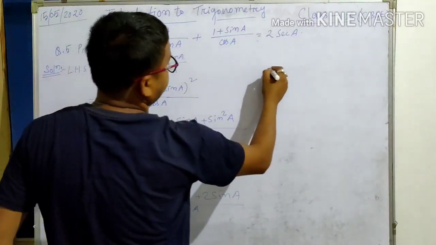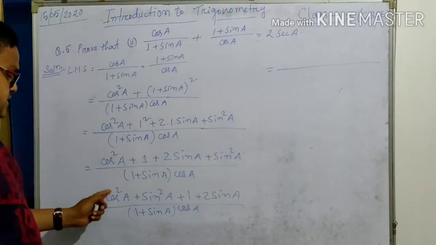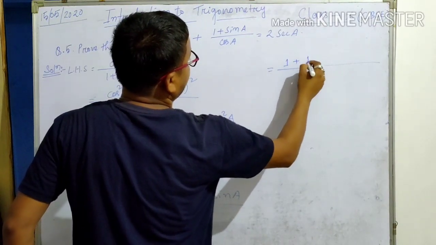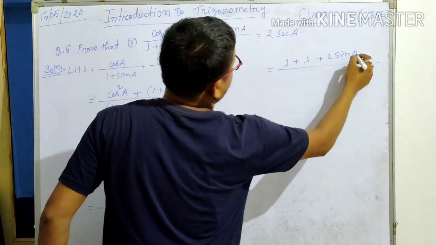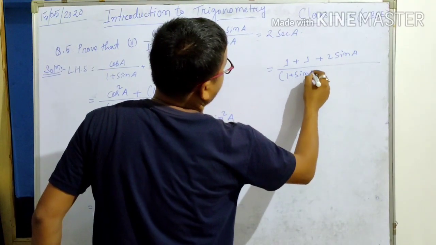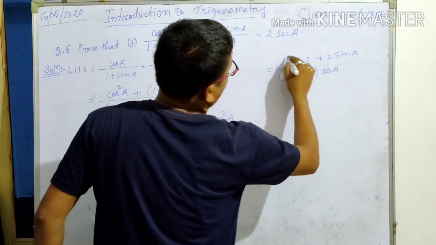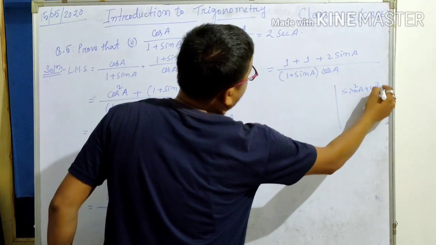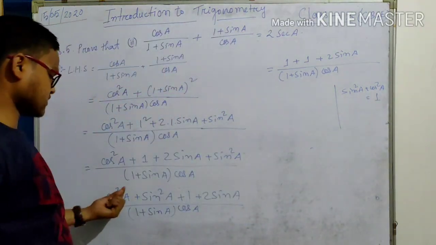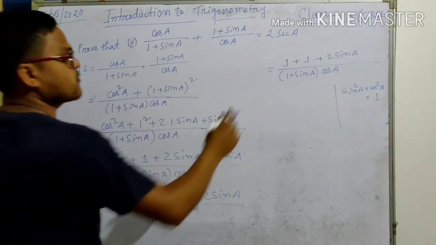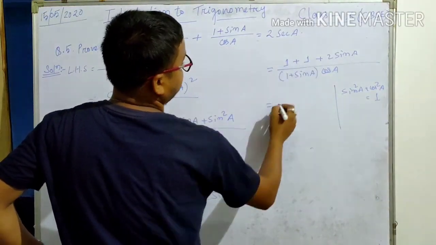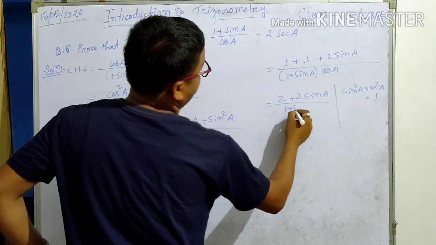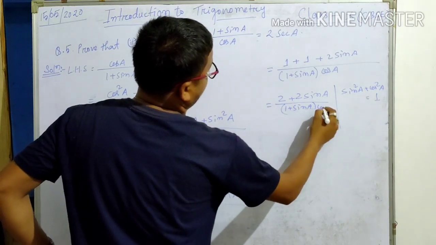Okay. Now you see here. So cos square a plus sin square a, this is equal to 1, because one identity is there. So 1 plus 2 sin a divided by 1 plus sin a into cos a. How do we get 1? We know sin square a plus cos square a is equal to what? 1. So we put here cos square a plus sin square a as 1. So finally here you will get 1 plus 1, you will get 2. 2 plus 2 sin a divided by 1 plus sin a into cos a.